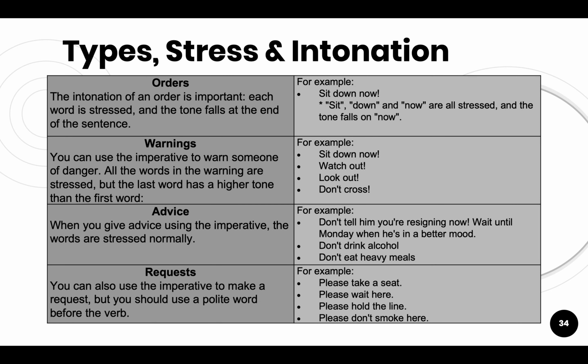Now, something important to know when we are dealing with imperatives is that every type of imperative needs a different stress and intonation. So let's take a look at the orders. The intonation of an order is important. Each word is stressed and the tone falls at the end of the sentence. For example, sit down now. Sit, down, and now are all stressed. Sit down. And the tone falls on now. Now. Sit down now.